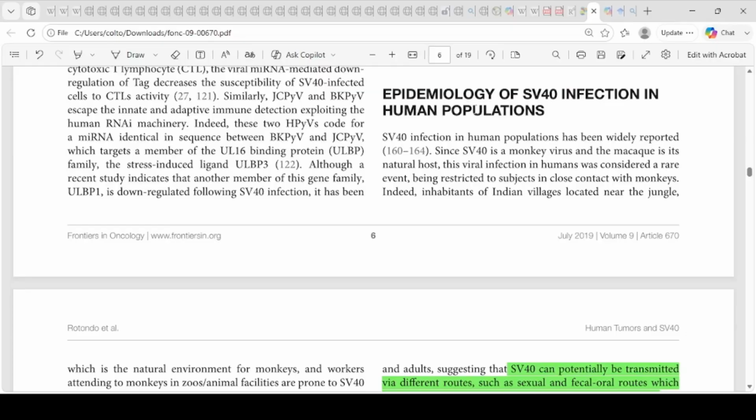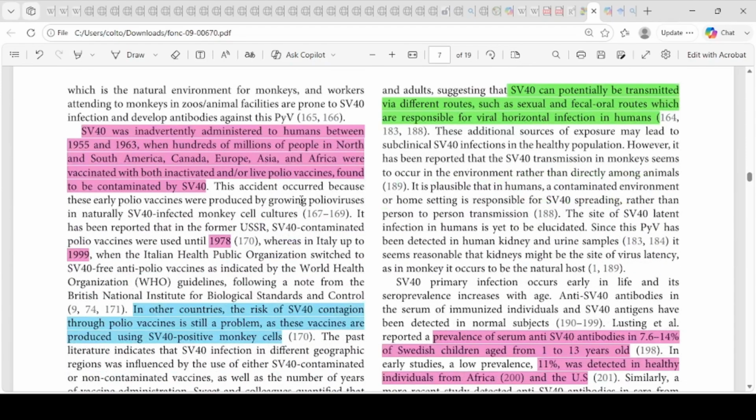Okay, so next up they talk about studies that have shown that simian virus 40 can infect humans. So again, they talk about how it was inadvertently administered to humans. It says hundreds of millions of people in North and South America, Canada, Europe, and Asia and Africa were vaccinated with both inactive and or live polio vaccines found to be contaminated with simian virus 40. So again, it could have been millions, tens of millions, or hundreds of millions of people. We don't know that were accidentally infected with simian virus 40, which might cause cancer.